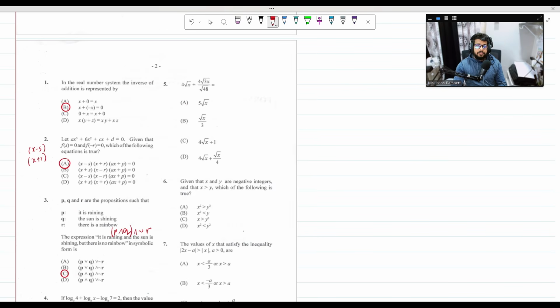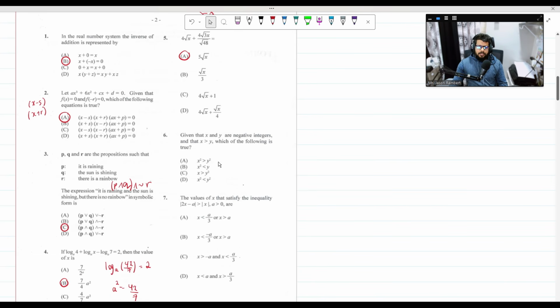This is a repeat question. If I am not mistaken, A was the answer, but we'll still go through the working. We can plug in values in the calculator, or we can say 4 root x plus 4 root 3 root x over 48 is root 16 by root 3, root 16 root 3, root 3. 16 is 4, so 4 and 4 cancels, 4 root x plus root x is 5 root x, so I was correct.